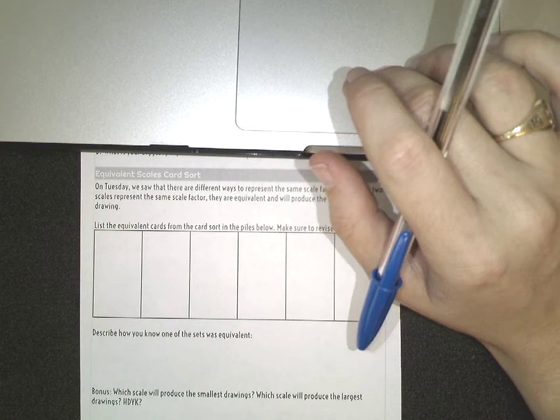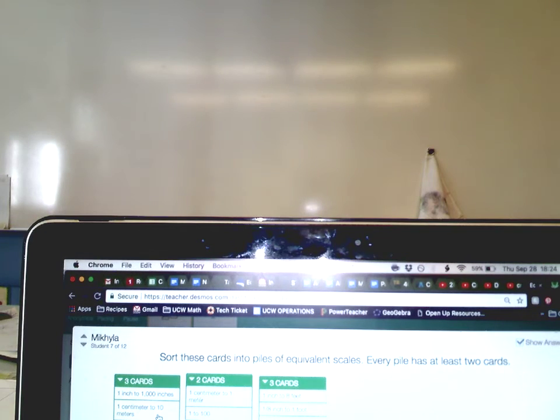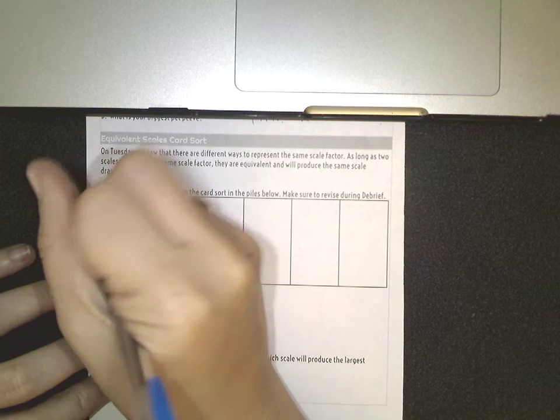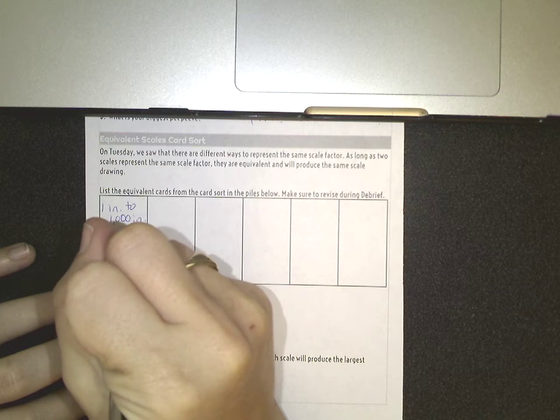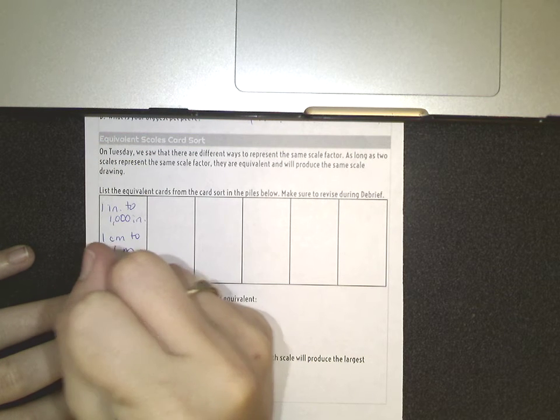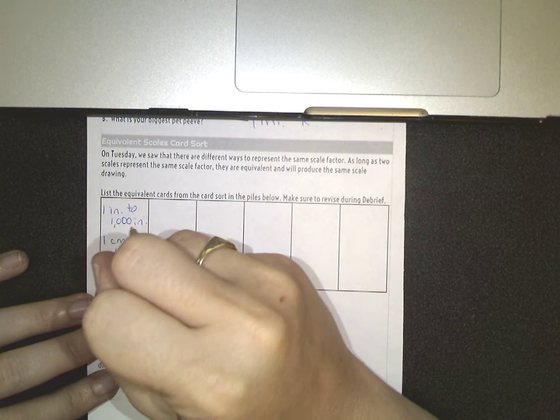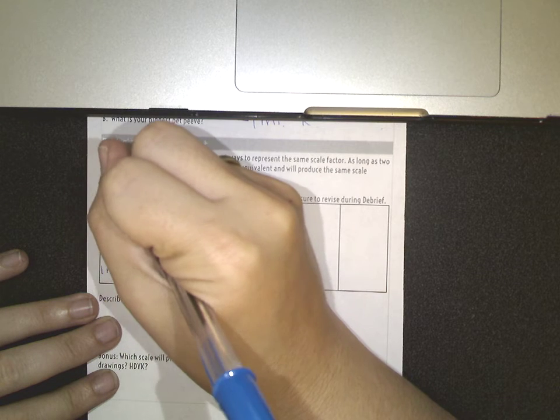So first, we have 1 inch to 1,000 inches, 1 centimeter to 10 meters, and 1 millimeter to 1 meter. So I'm going to write these in here as equivalent scale. This one is fairly straightforward because they have the same units. Because they have the same units, we can say, we are just multiplying by 1,000.